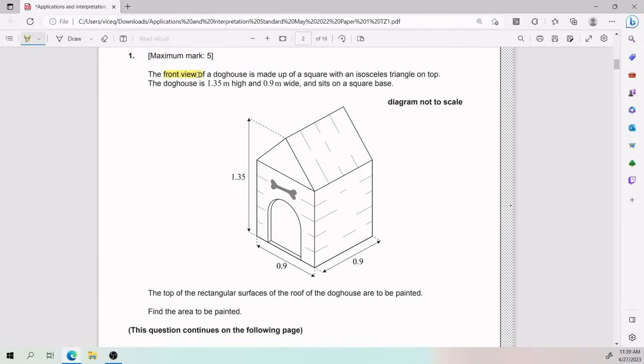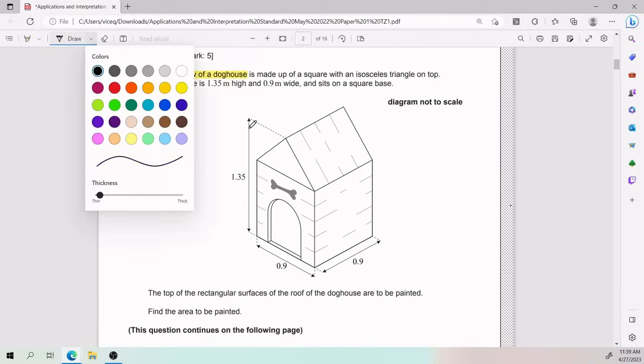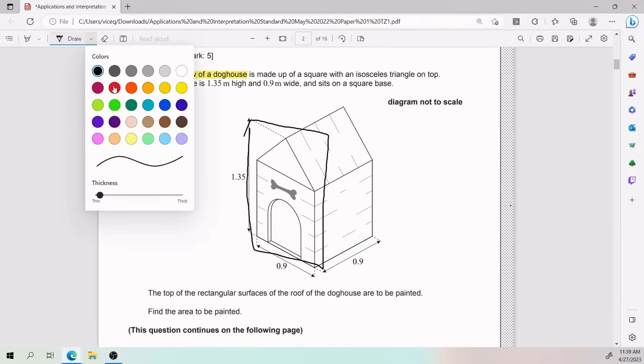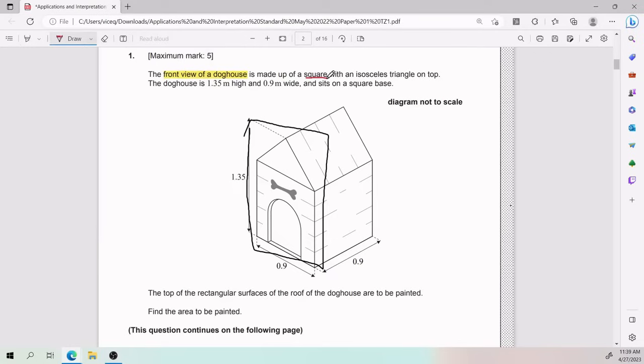The front view of a doghouse, okay, so front view makes reference to this guy here, ¿cierto? This is what I see on the front view of the doghouse, is made up of a square. Okay, so that tells me that this guy here is a square. Ta-da. With an isosceles triangle on top. So this guy here, see? All right, I'm going to stop right there.